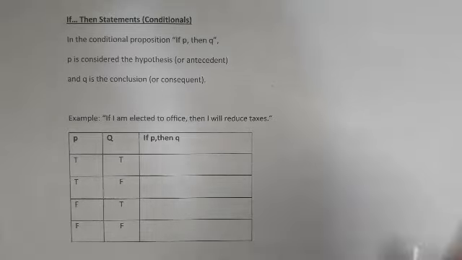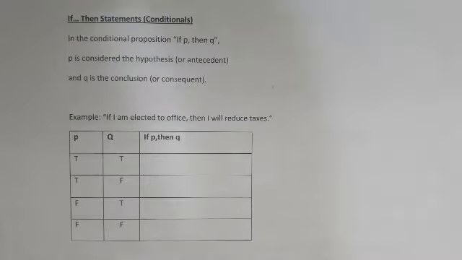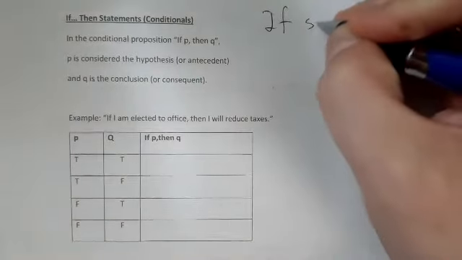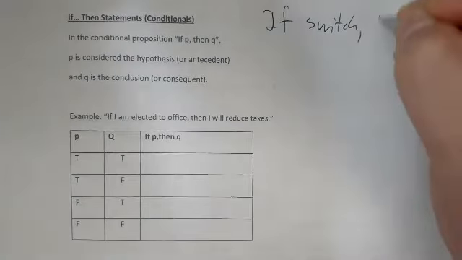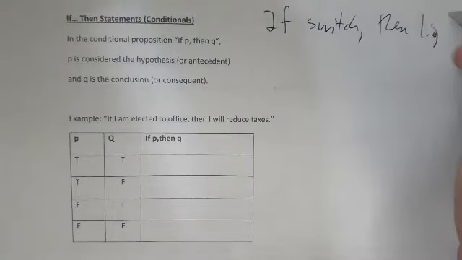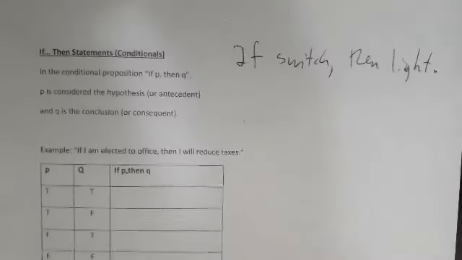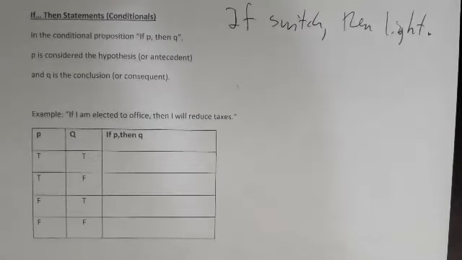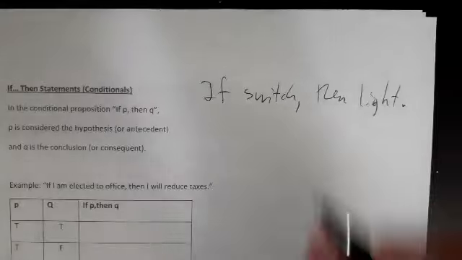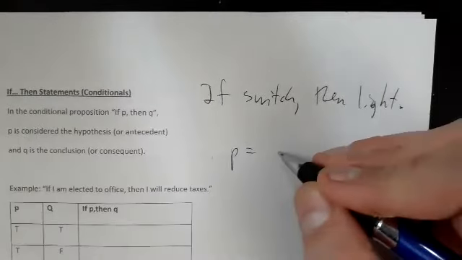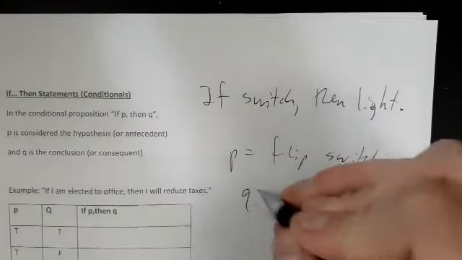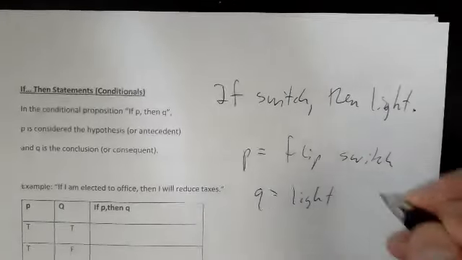So maybe you just give a statement. A good one is: if I flip the switch, then the light comes on. So maybe think about that. If I flip the switch, then the light comes on. If I broke that down, the P would be flip the switch. Q would be the light on, right?